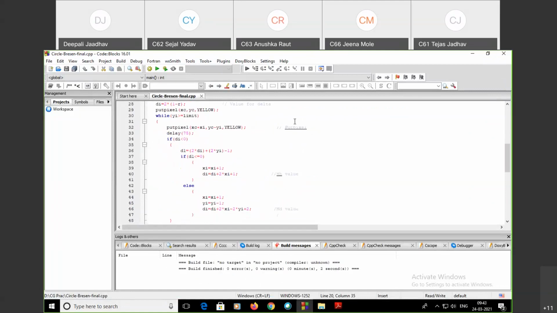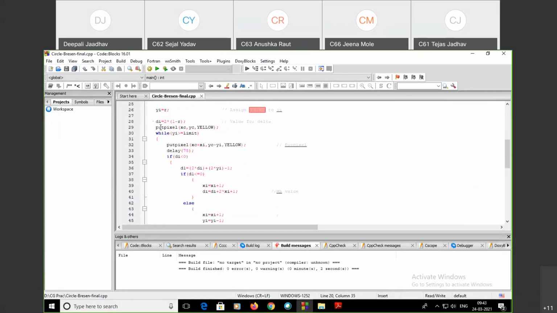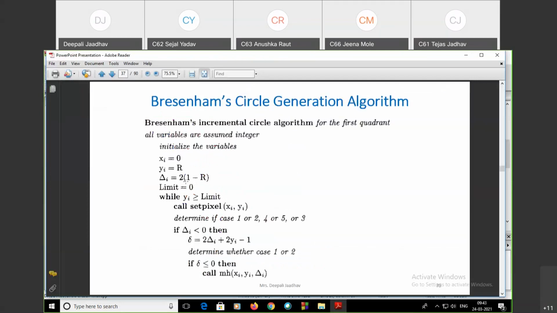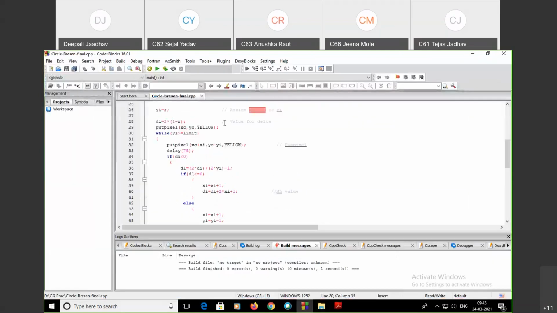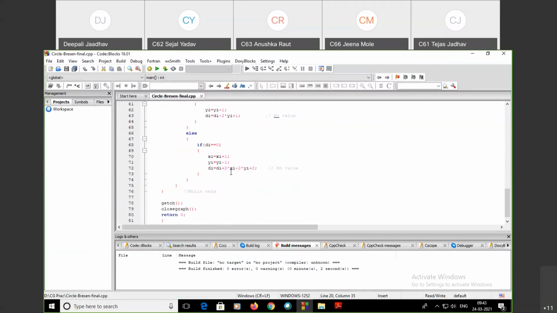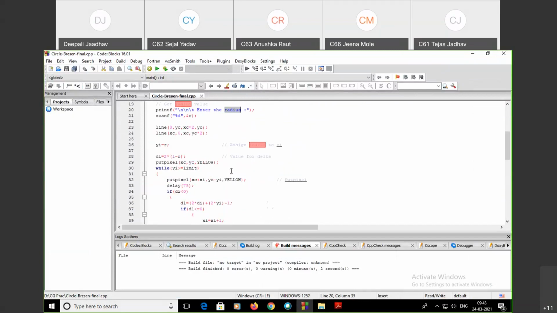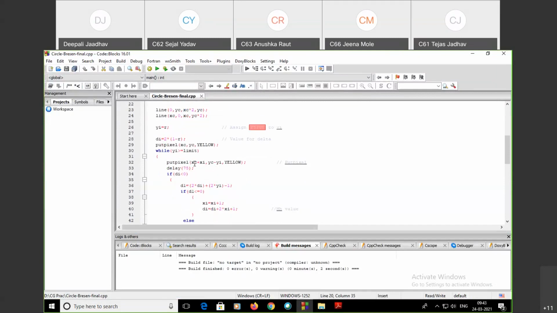Then here the while loop is used. First di is calculated, delta I. Instead of that we use the variable di here. First, according to this algorithm, whatever is given, 2 into 1 minus r, the same delta is calculated. Put pixel xc, yc, yellow, the color of the circle. First start with xc, yc, the center. While yi is greater than or equal to limit, until it becomes equal to 0, execute this. When it becomes equal to 0, stop. Put pixel first: xi plus xc, meaning xi plus 0, yc minus yi, and yellow. Give the color yellow.